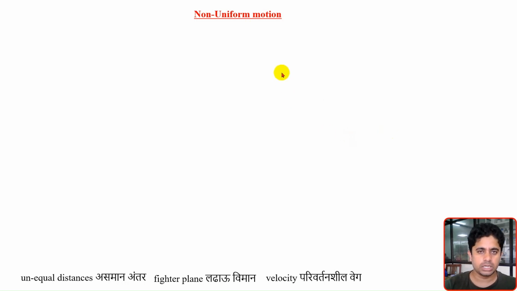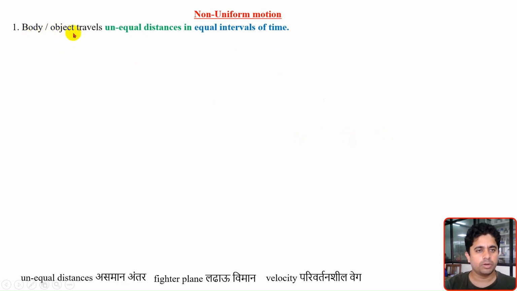Hello everyone. In the last video, we discussed uniform motion. In this video, we will discuss non-uniform motion. So what is non-uniform motion? A body or object travels unequal distances in equal intervals of time. In uniform motion, the object travels the same amount of distance in equal intervals of time. But in non-uniform motion, the object covers unequal distances in equal intervals of time. That is the difference.